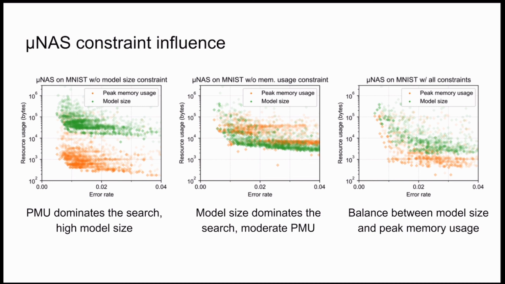Now the graph in the middle shows search done without a memory usage constraint, and in this case we see that model size dominates the search, resulting in moderate peak memory usage. But most interestingly, when both constraints are present, mNAS is able to find a balance between the two, which shows that both constraints are necessary and informative and guide the search in a helpful way.